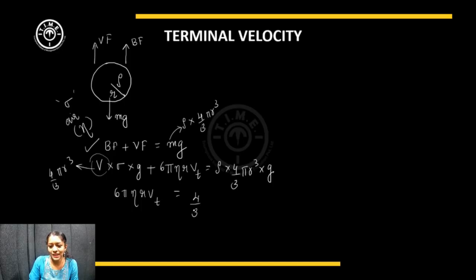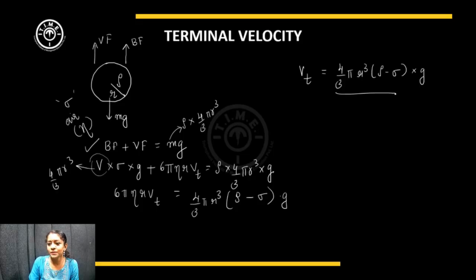Now just rearranging the equation, you will get 6 pi eta r into vt is equal to, yes, take 4 by 3 pi r cube common out, you will get (rho minus sigma) into g, isn't it? So from here you can obtain the equation of terminal velocity, that is vt is equal to 4 by 3 pi r cube into (rho minus sigma) into g, the whole divided by 6 pi eta r, isn't it?